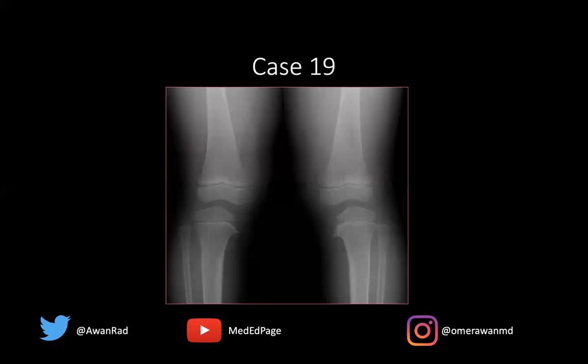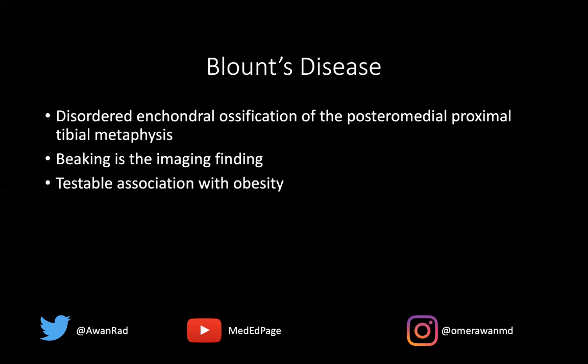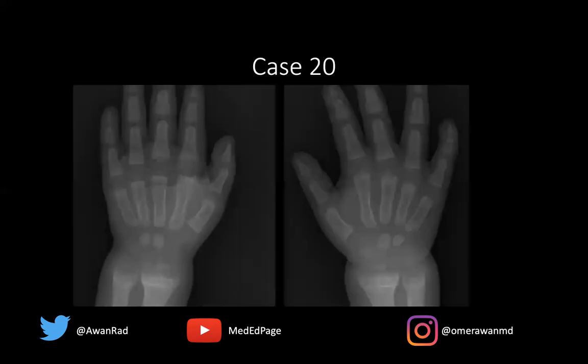Moving on to case 19, notice that we have beaking of the proximal medial tibial metaphyses. We can see this bilaterally. Nice example of what Blount's disease would look like, right? Beaking of the proximal tibial metaphyses. This is disordered enchondral ossification of the posterior medial proximal tibial metaphysis. Beaking is the key imaging finding. The testable association is with obesity. Obesity is a risk factor for getting Blount's disease.